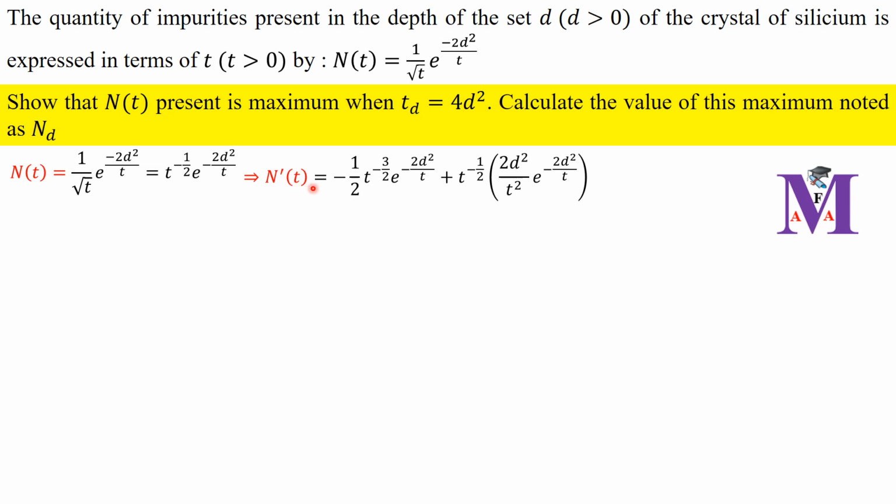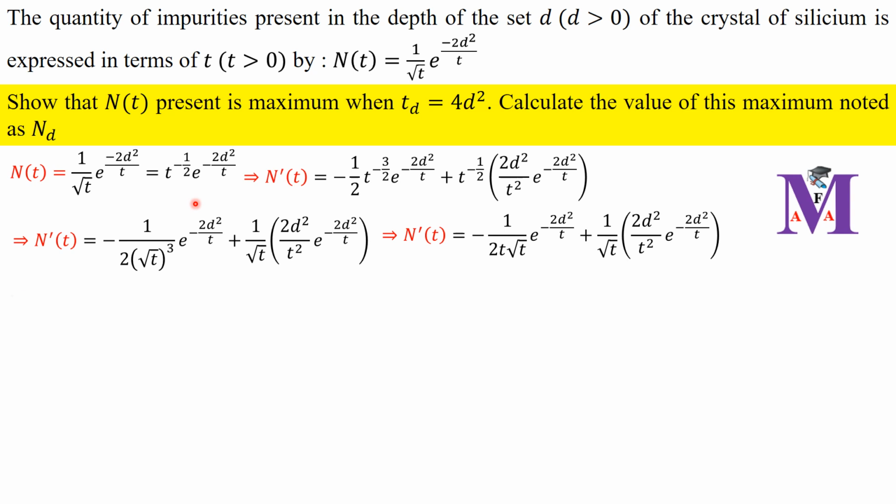So our n prime of t, we differentiate, we use the product rule. We keep the first, and we differentiate e raised to the power negative 2d squared on t; then we differentiate t to the negative half, and we keep e raised to the power negative 2d squared on t. Now we simplify and then we get our first derivative to be all of this.